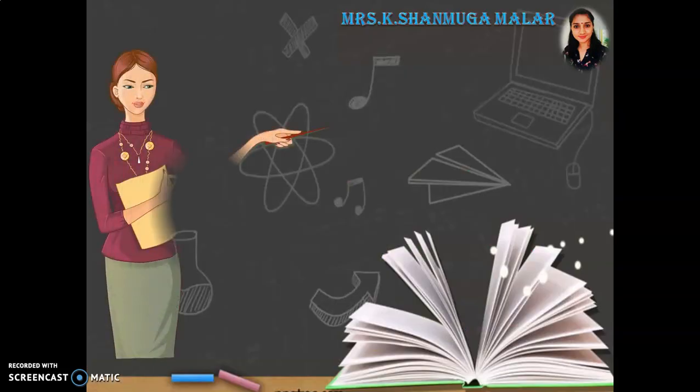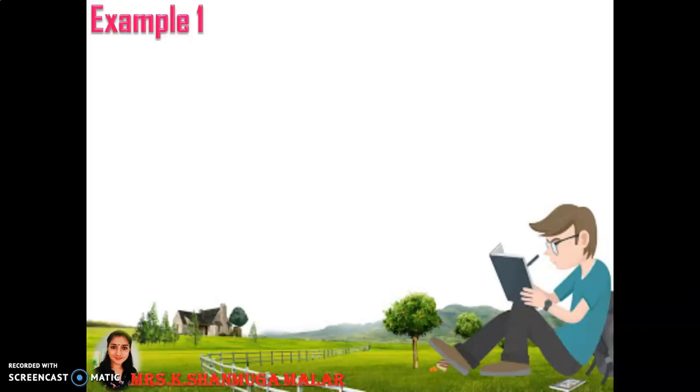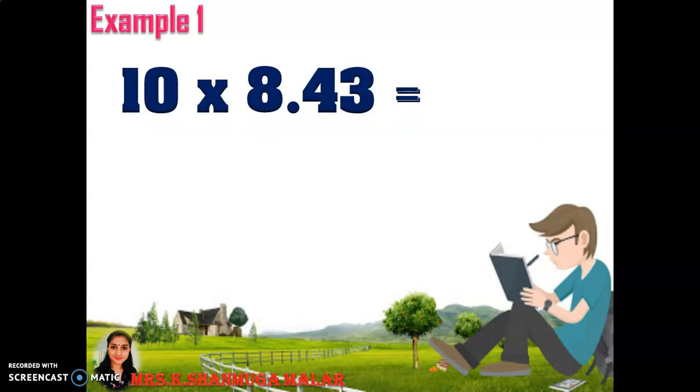Now, teacher is going to teach you the quick multiplication by times 10, 100 and 1000. Let us see the first example. 10 times 8.43. In this number sentence, we must write the decimal number first. 8.43. After we write the decimal number, we find how many zeros in this number. Students, how many zeros are here? Very good. There is only 1 zero.